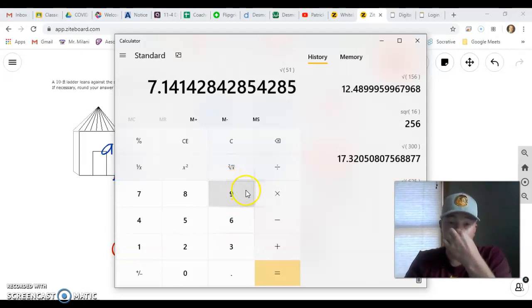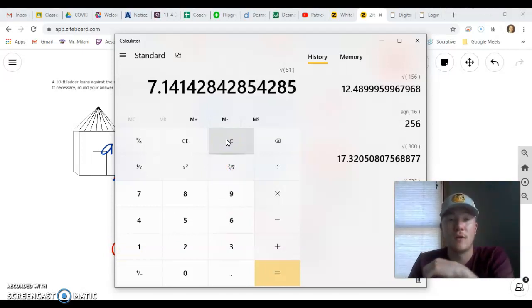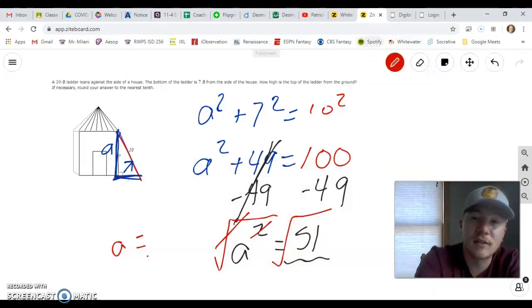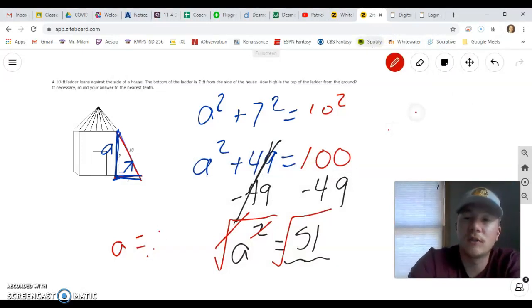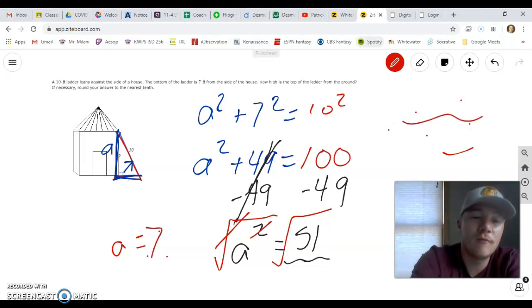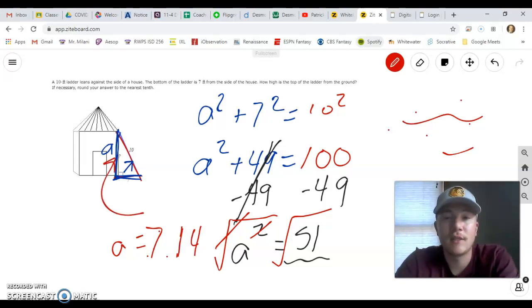It's a decimal again, so round to the nearest hundredth. This 1 in the thousandths place is telling that 4 to stay put, so it's going to be 7.14. So your A is going to be 7.14, and that is the height that they needed to find. That is how tall the ladder is from the ground, 7.14 feet.